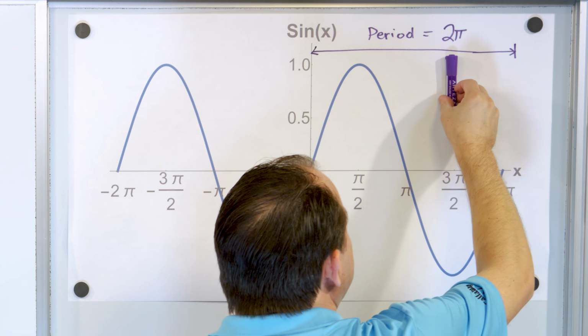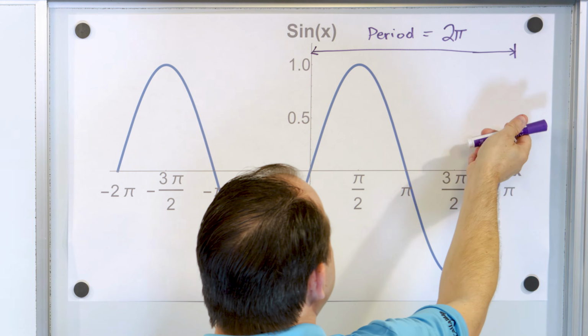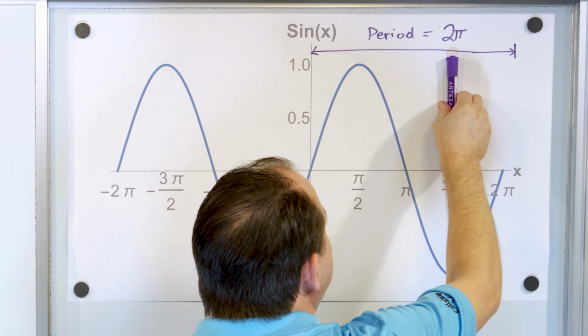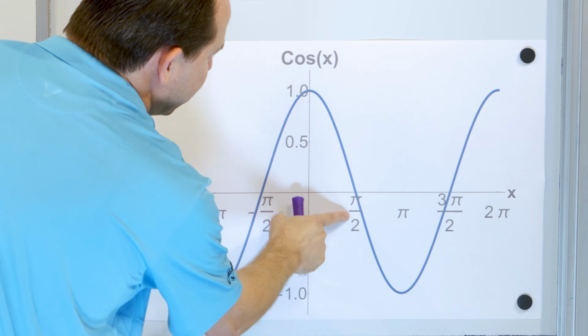But what would be the cosine of that projection? Well, the cosine is the projection on the x-axis. So if you were up and down at 90 degrees, pi over 2, the projection on the x-axis is 0, so the cosine of pi over 2 is 0.